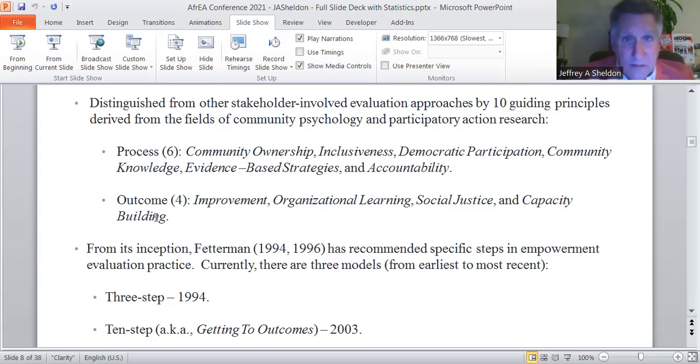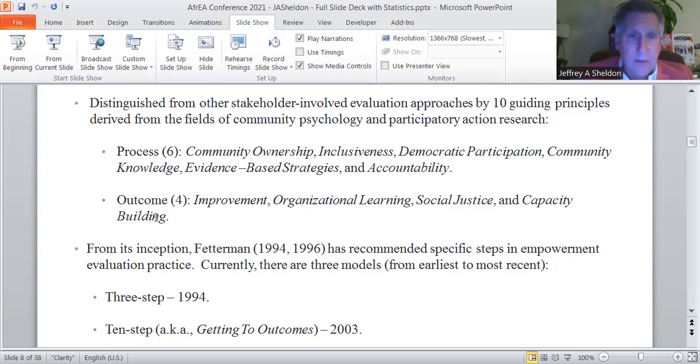People are not just research subjects. They are part of the empowerment evaluation. So that's important. The guiding principles are divided into process principles, which are the principles that manifest themselves when people are going through and taking part in the evaluation.